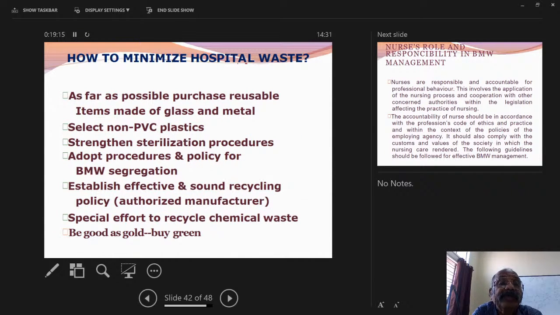How to minimize hospital waste? As far as possible, purchase reusable items made of glass and metal. Select non PVC plastics. Strengthen sterilization procedures. Adopt procedures and policy for biomedical waste segregation. Establish effective and sound recycling policy. Special effort to recycle chemical waste. Be good as gold, be green.